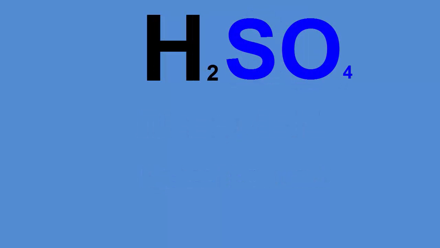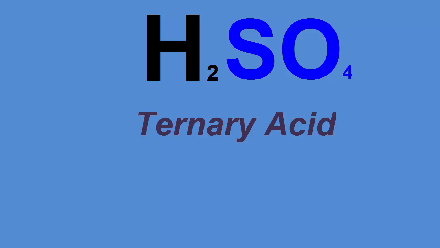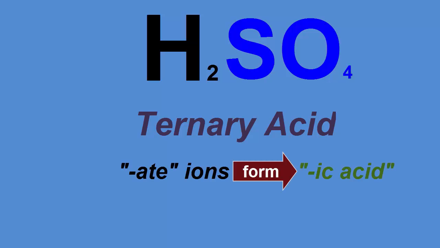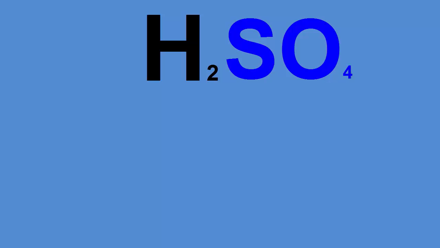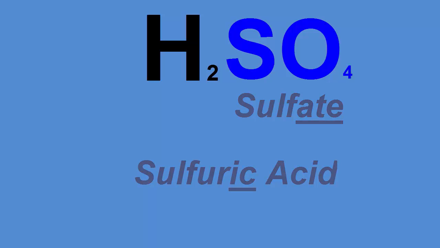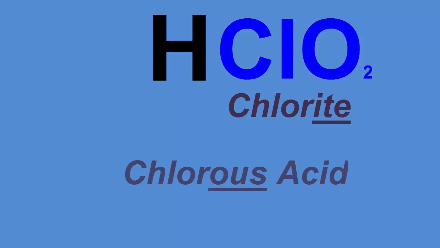If the H is followed by a polyatomic ion, this is called a ternary acid. The acid name ending is based on the polyatomic ion's name. ATE ions form IC acids. ITE ions form OUS acids. For example, H2SO4 contains the sulfate ion, so the acid name is sulfuric acid. HClO2 contains the chlorite ion, so the acid name is chlorous acid.